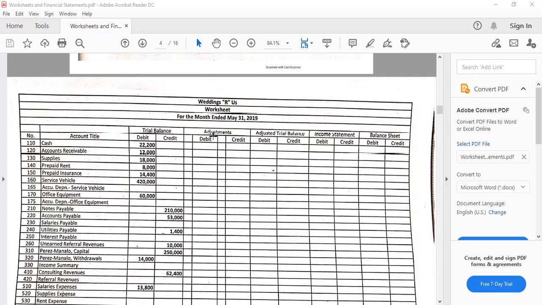Okay, so this is the heading. Of course, any report that we prepare in accounting would have the following items in order in the heading. We have the name of the company, Weddings Are Us, the report that we are preparing, which is the worksheet, and the date line. The date line is for the month ended May 31, 2019. Then we leave a space. And these are now the 5 columns. This is called a 10-column worksheet because basically there are 5 major headings or sections, and under each of them, there would be two columns, debit and credit.